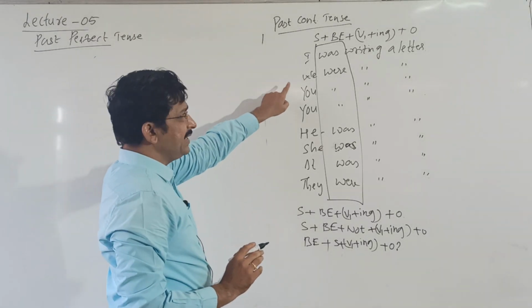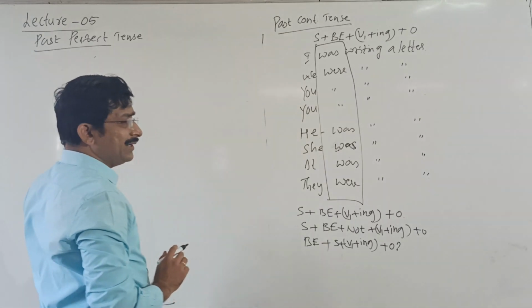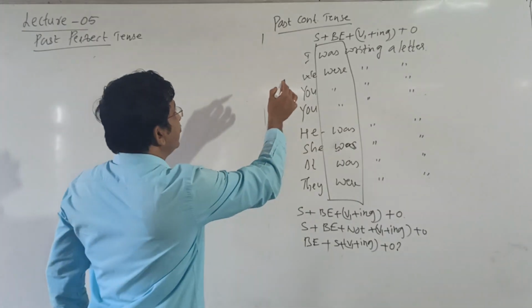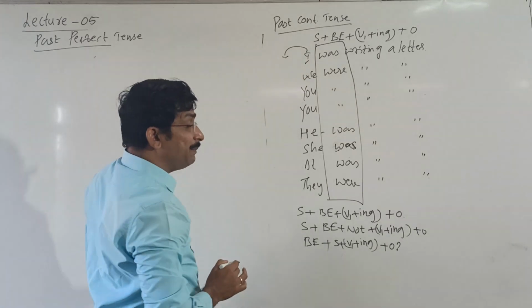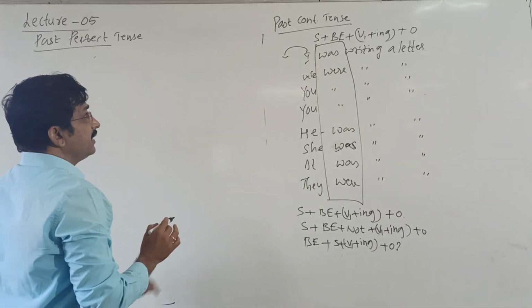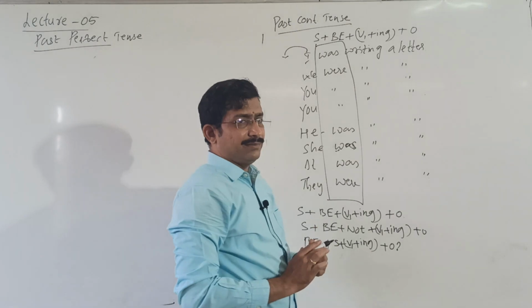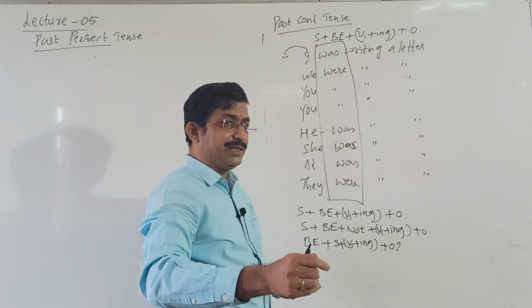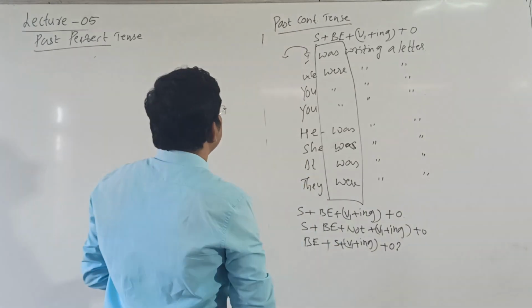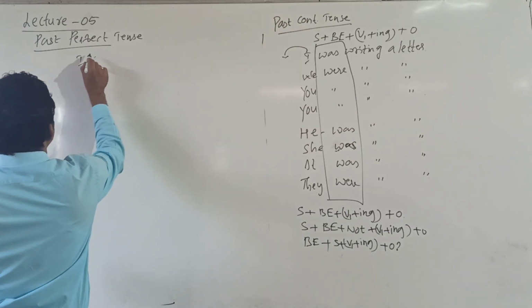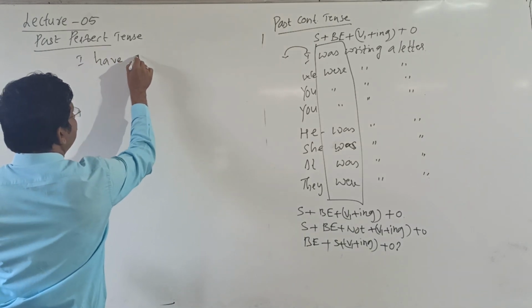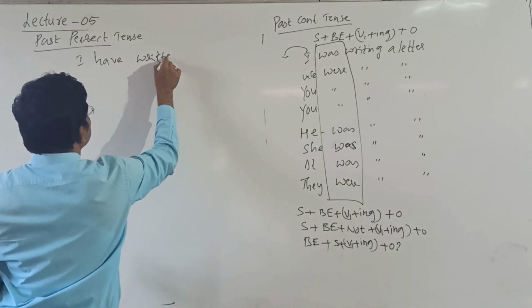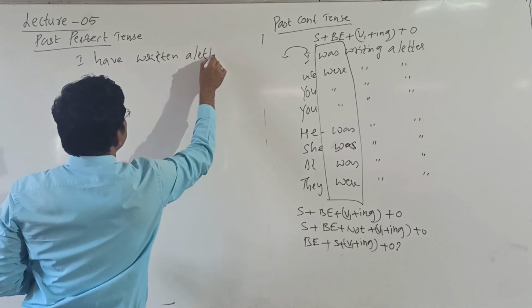Take the same sentence, I was writing a letter. If we change it into the present perfect tense, now change the same sentence into present perfect. Here, I have written a letter. So, present perfect.